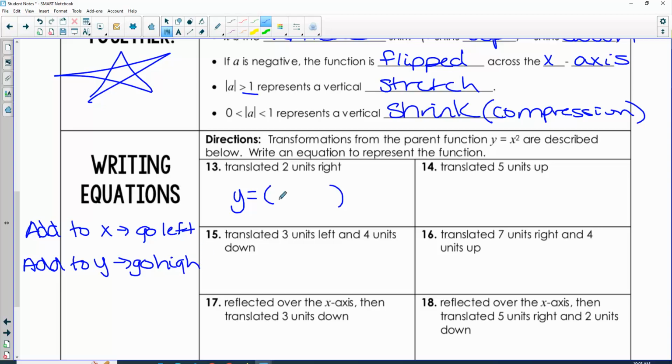So if I add to the x, it goes to the left. If I want to go to the right, that means I have to subtract from my x. I want to move it 2, so it's x minus 2, and it is a parabola, so we have to have that squared. So to move it to the right, we have to do x minus 2. Okay, up. If you add to the y, you go higher. So this is on the outside, just tacked onto the end. Up is plus. So the x squared plus 5.